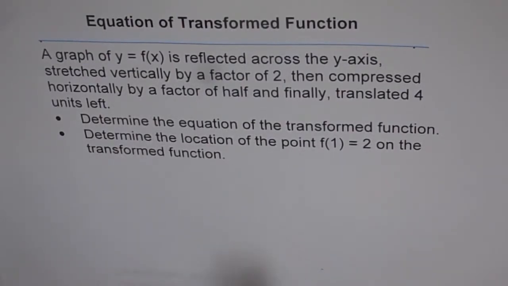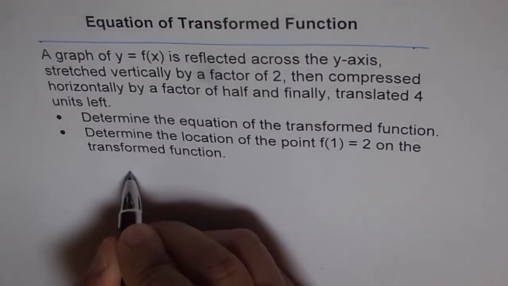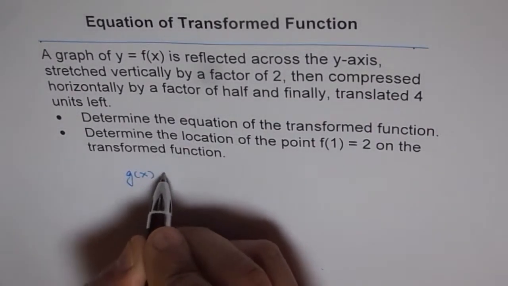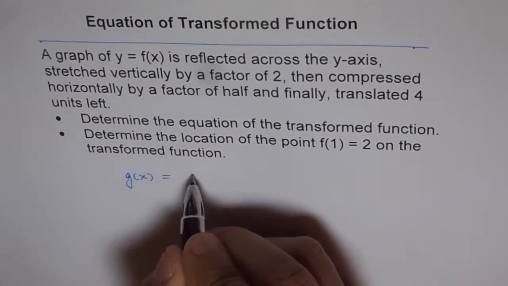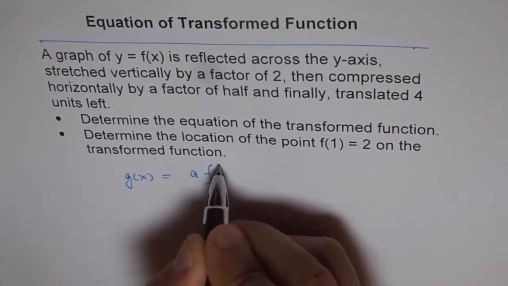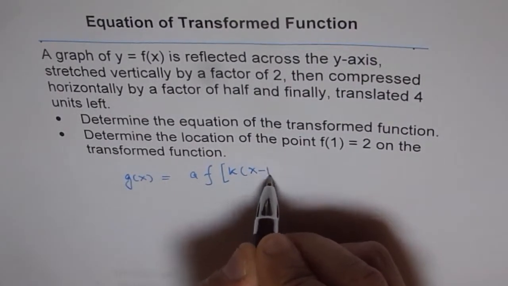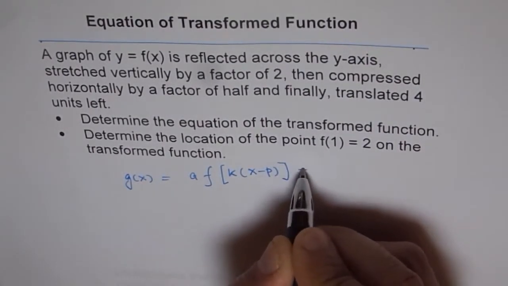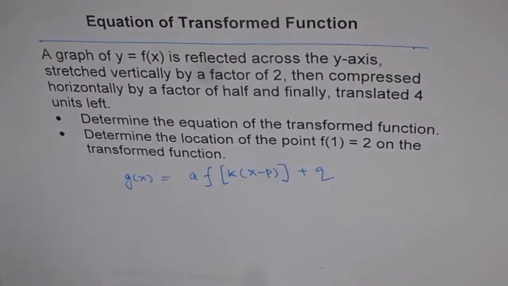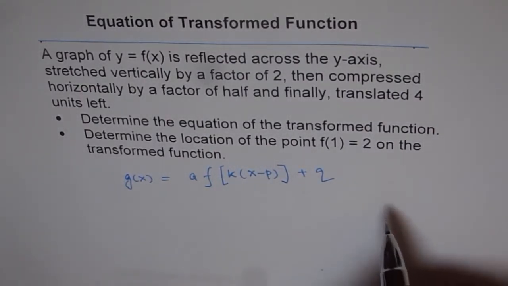Okay. So now let's read the problem once again and write down the equation of the transformed function. So what kind of equation are we looking for? The equation we are looking for is something like this: g of x equals a times f of k times x minus p, plus q. It is like this we are looking for, right? And let's read the question and fill in the values.